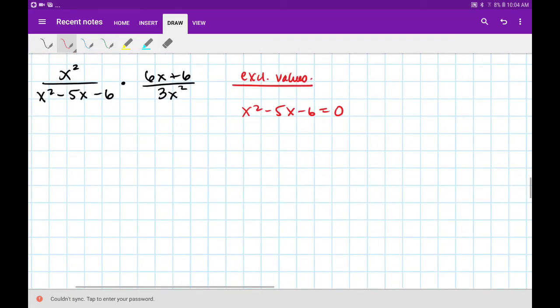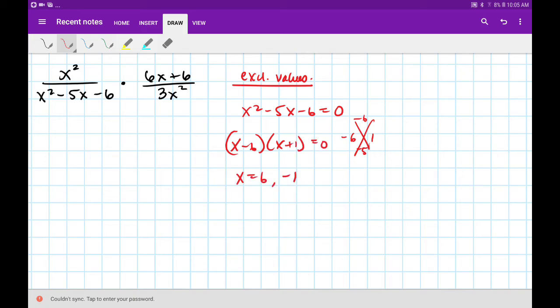So for this piece, we'll use magic X. And those numbers, you have to be careful here. Multiply to negative 6. That'll be 6 and 1, with the 6 being negative. 2 and 3 don't work in this case, because then you would get a positive 6 when you multiply them. Anyway, so negative 6 and 1. So I get x equals 6 and negative 1, and these are my excluded values. And that's just for this part.